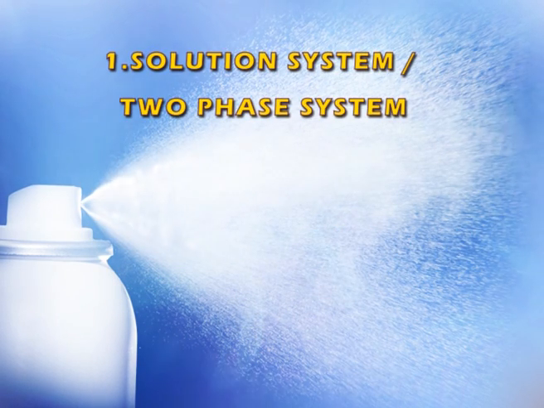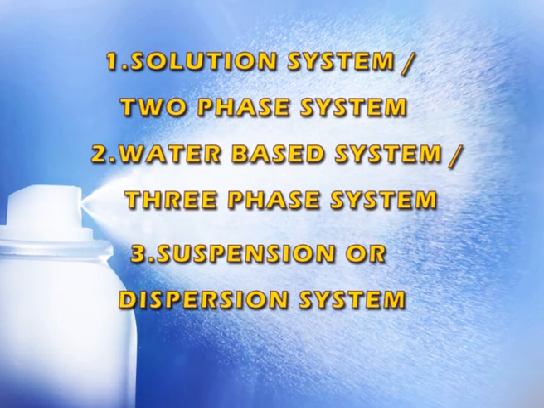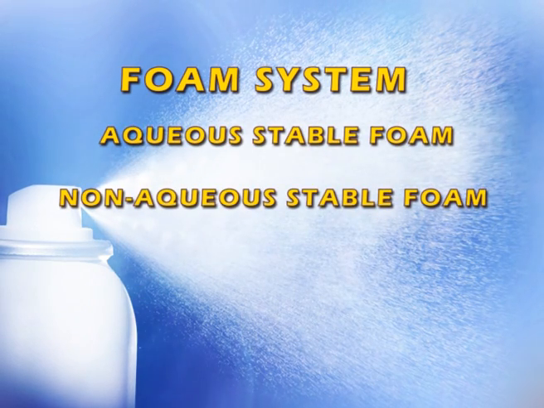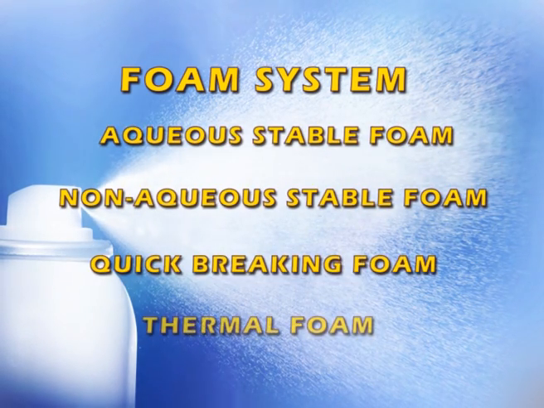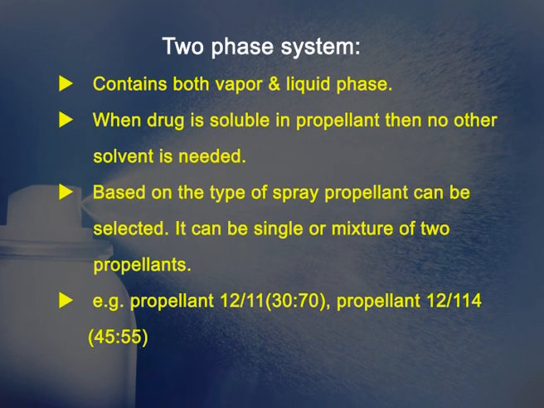First one is the solution system, that is also known as the two-phase system. Second one is the water-based system, that is also known as the three-phase system. Third one is the suspension or dispersion system, and fourth one is the foam system. Now this foam system can be further classified as aqueous stable foam, non-aqueous stable foam, quick breaking foam or thermal foam. Now we will discuss one by one. First one is the two-phase system. What is this two-phase system?